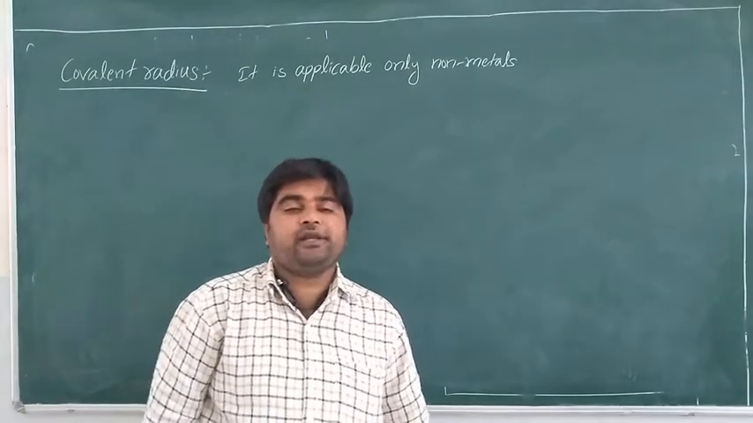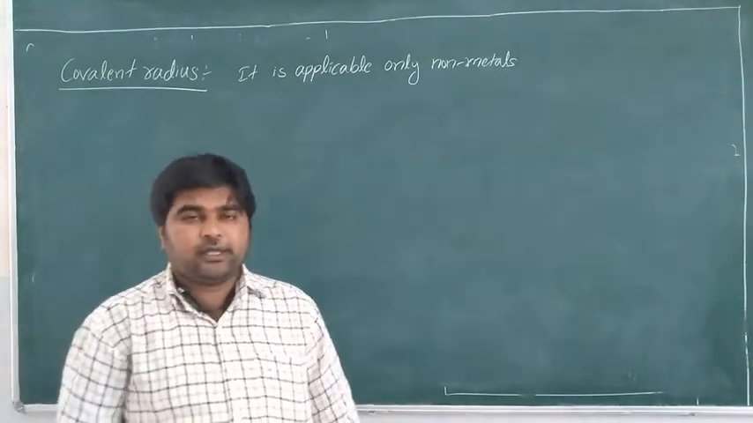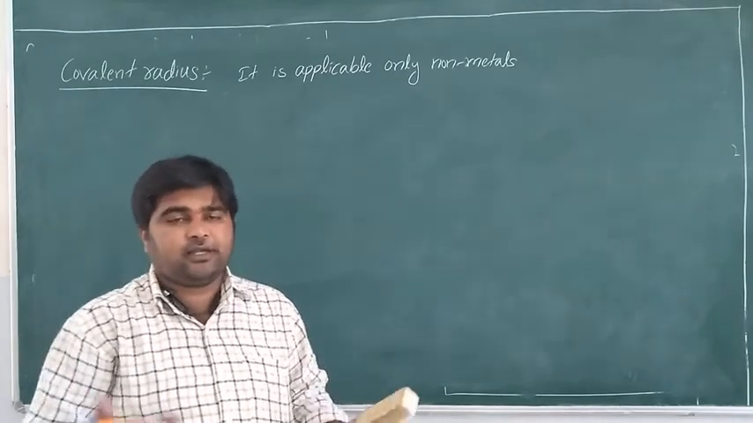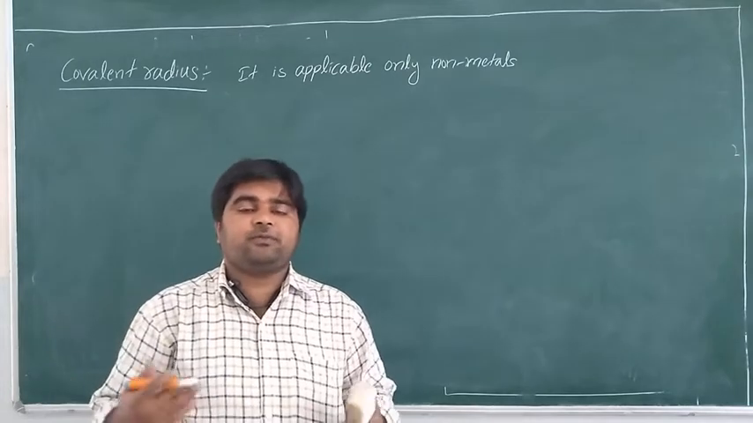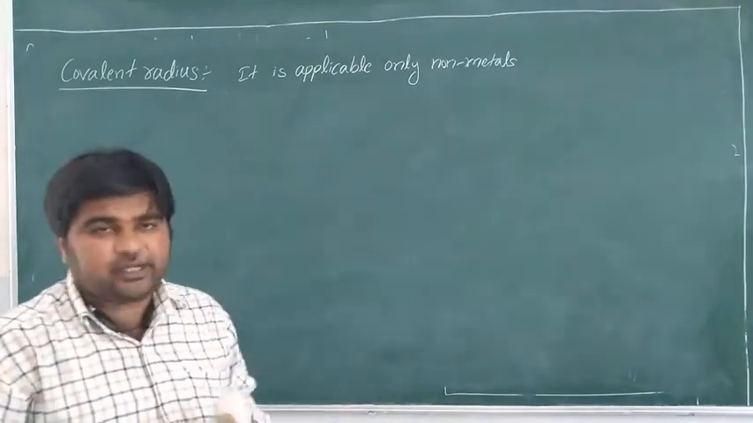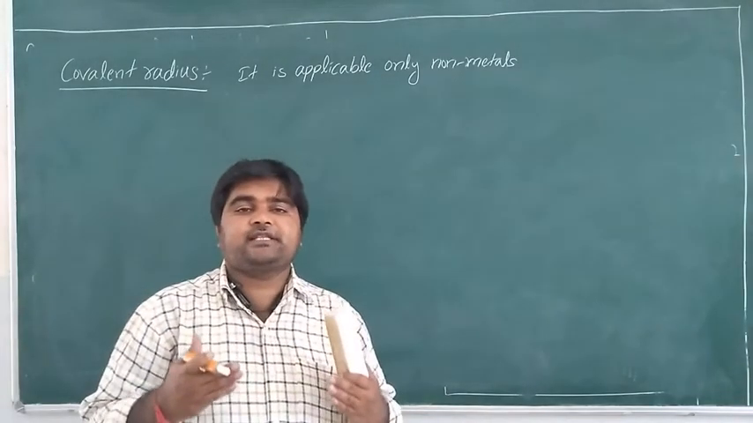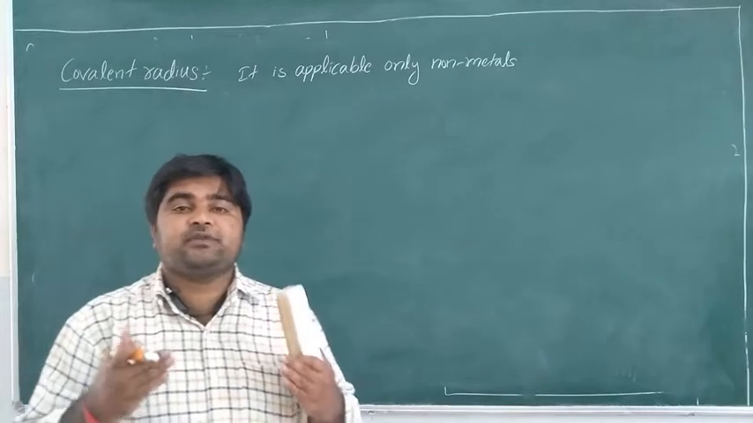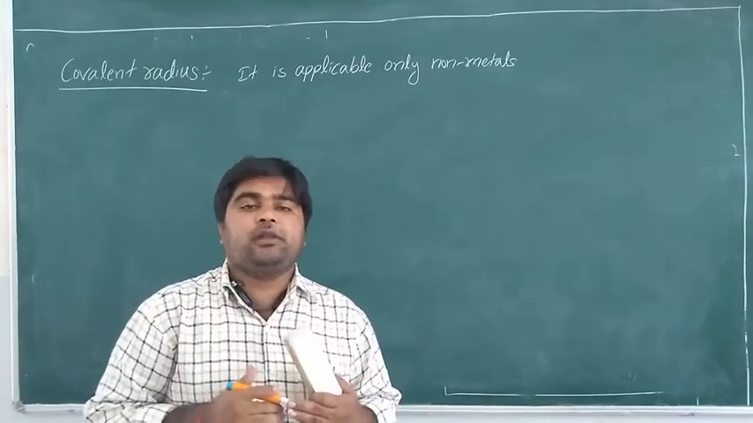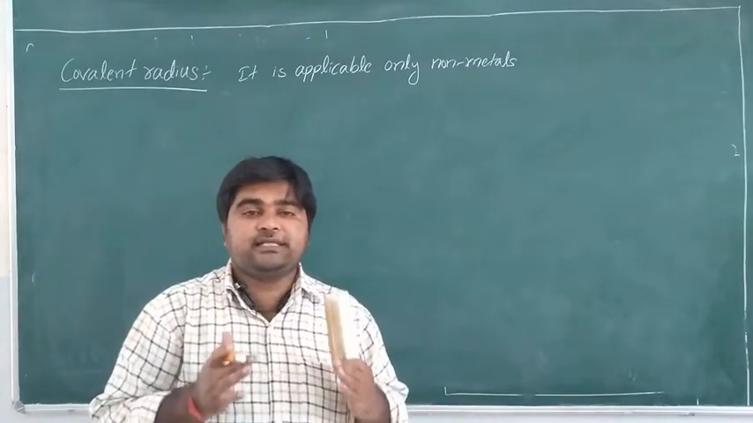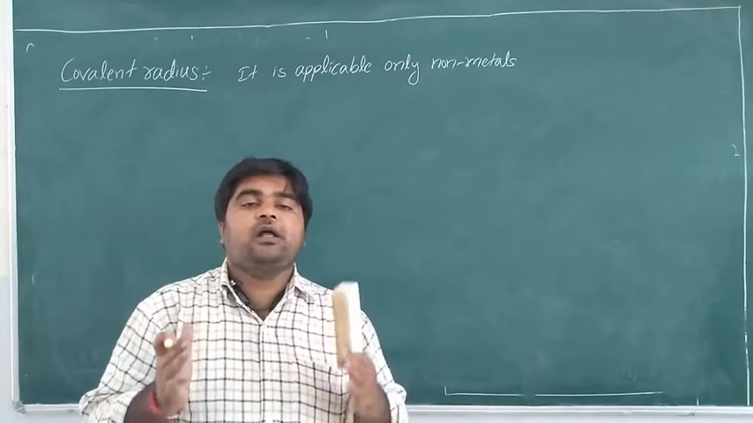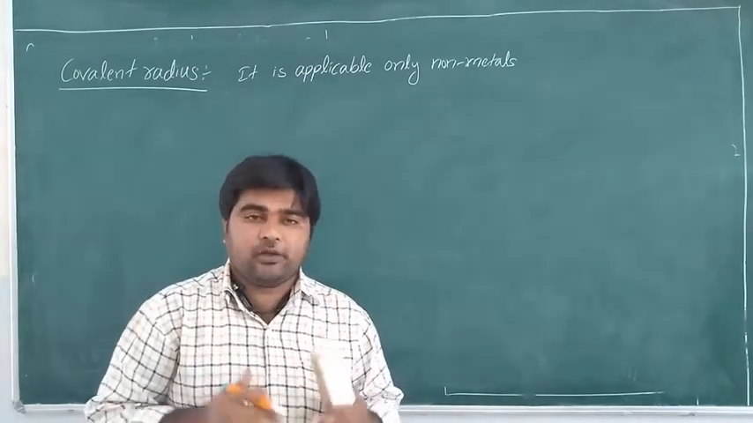So what is the covalent radius? Like the chlorine molecule. Chlorine is a non-metal. Already you know which side the elements are; most of the p block elements are non-metals. So what is the definition of covalent radius? It is half of the distance between the two centers of the nuclei of covalent bonded atoms in a molecule.